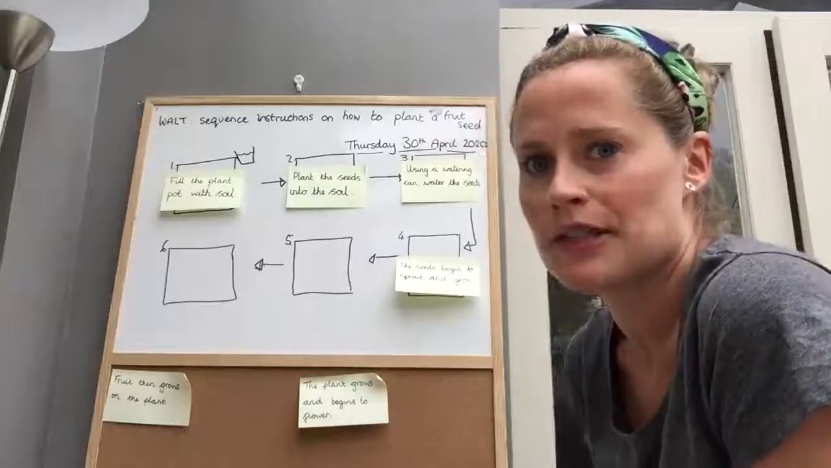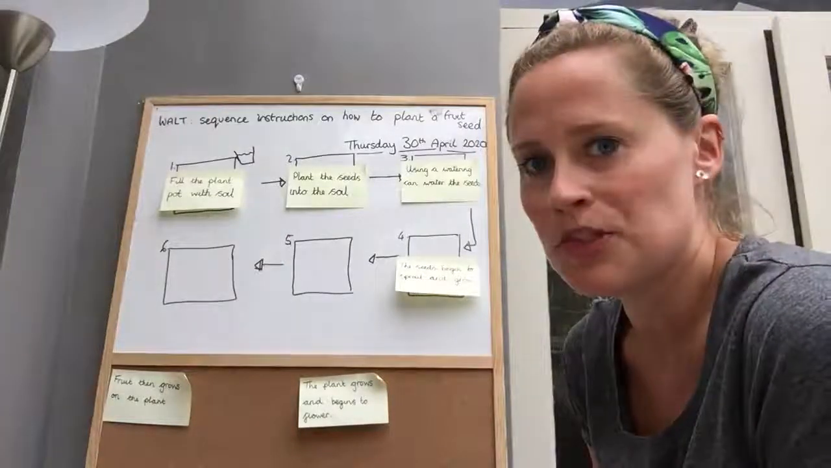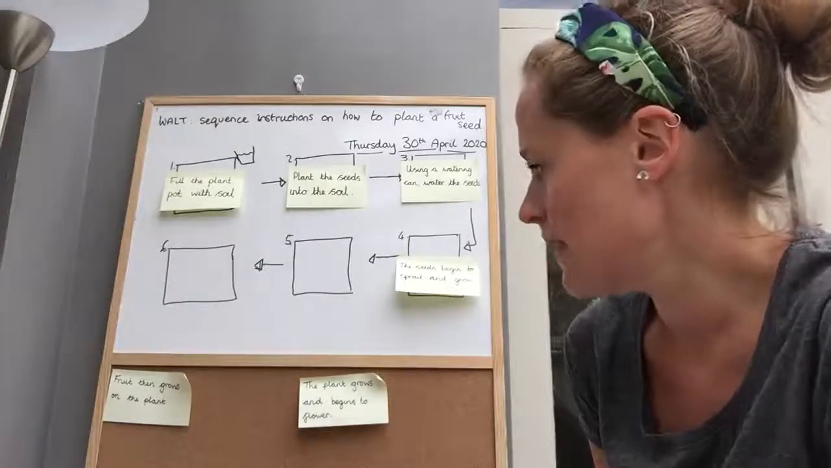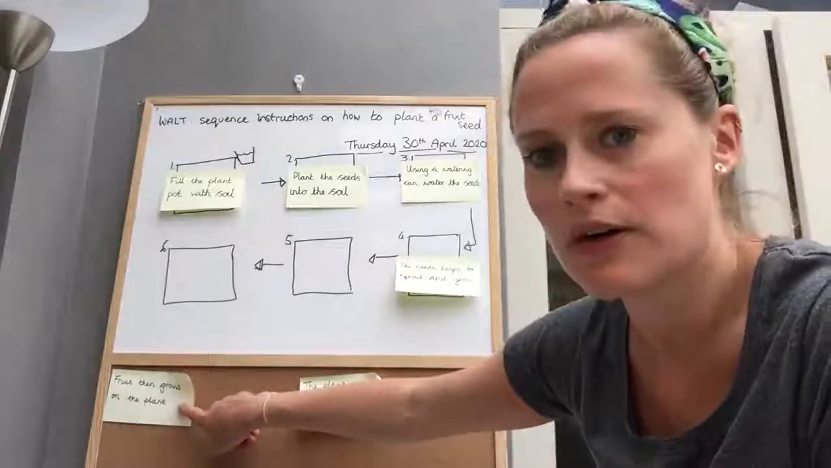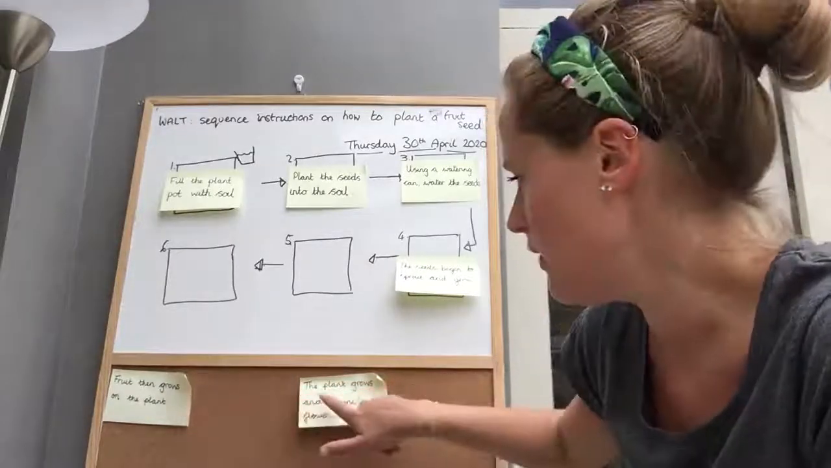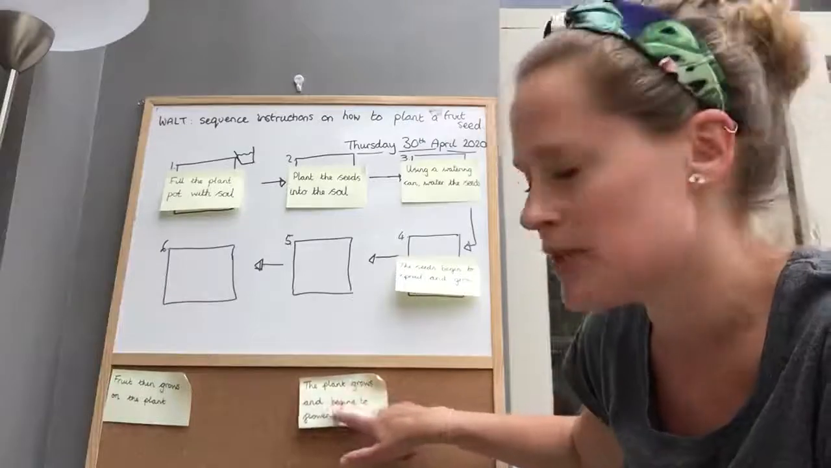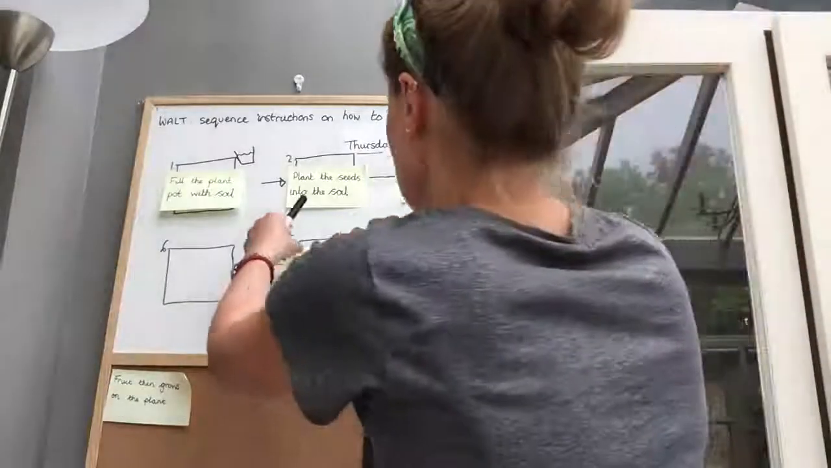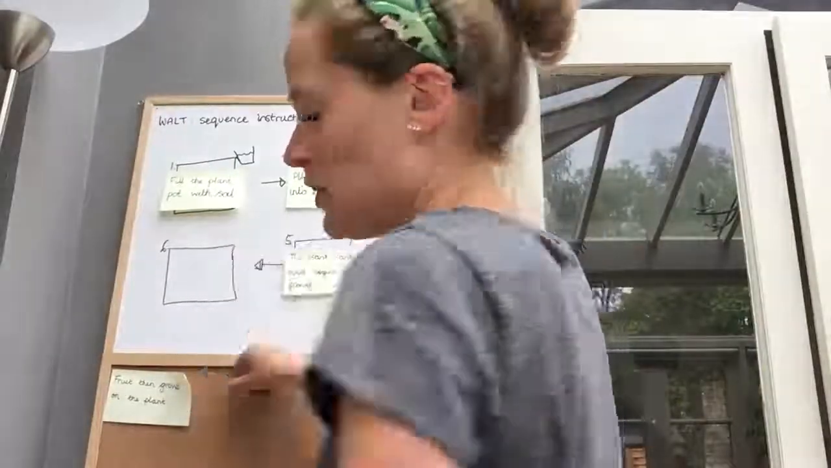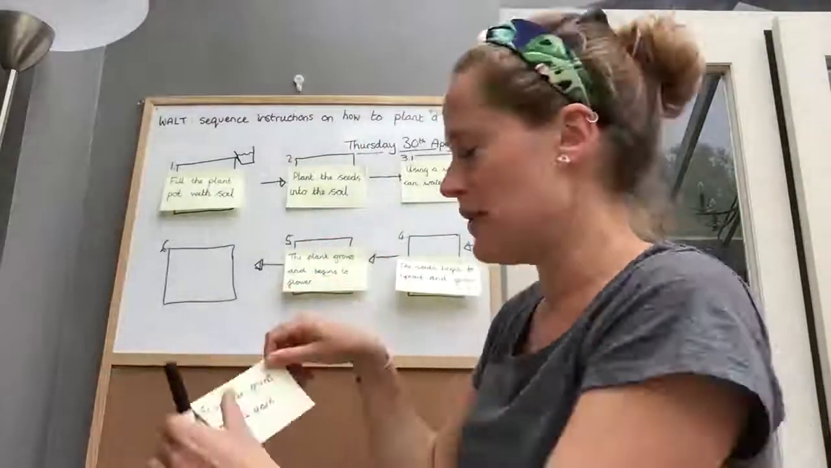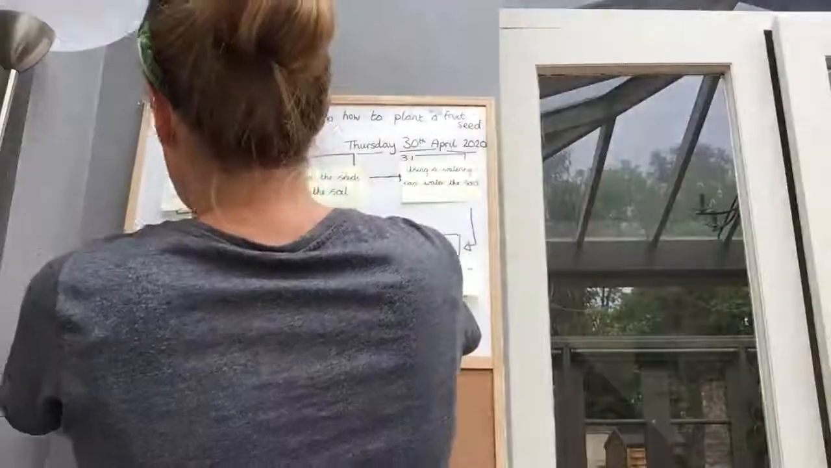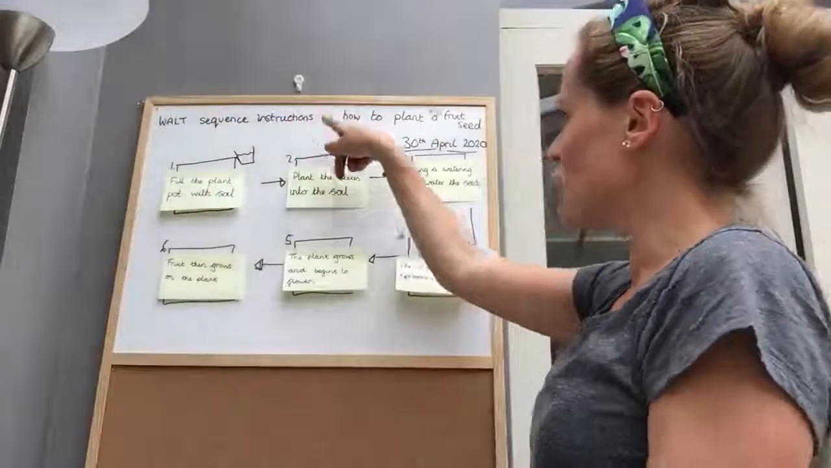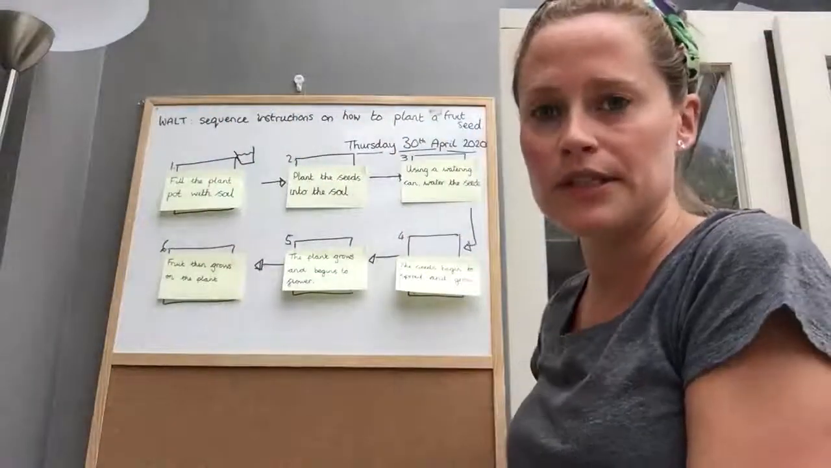Hopefully you've all had a chance to do a little bit of the activity. We've got two more to do. Who thinks that we need to then put fruit then grows on the plant? And who thinks that we need to write the plant grows and begins to flower? Let's do this one. Which means there's only one box left, so we've got to put this post-it note here. So now we have managed to sequence our instructions on how to plant a fruit seed.